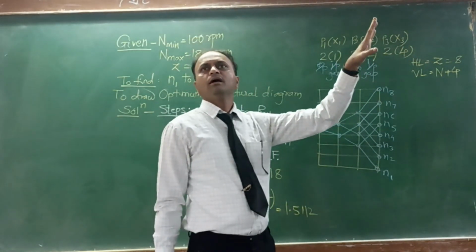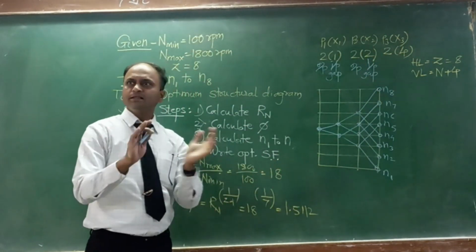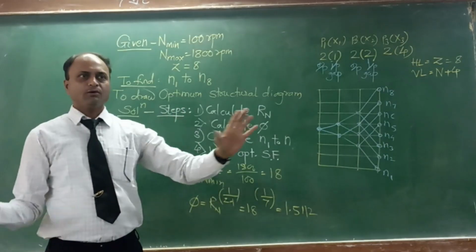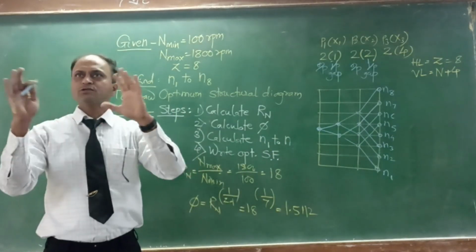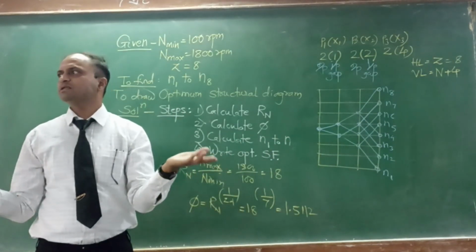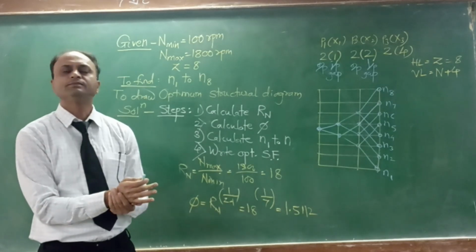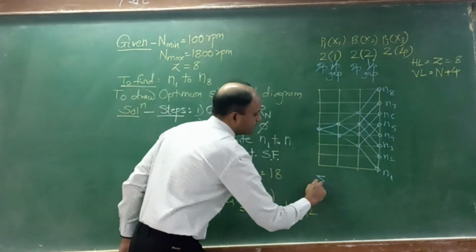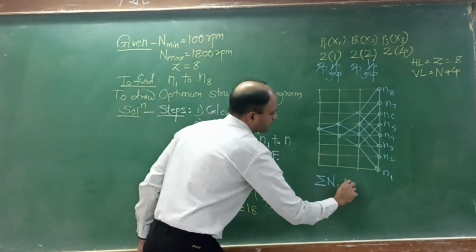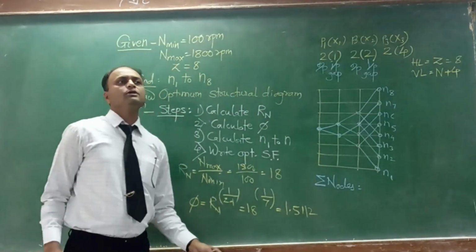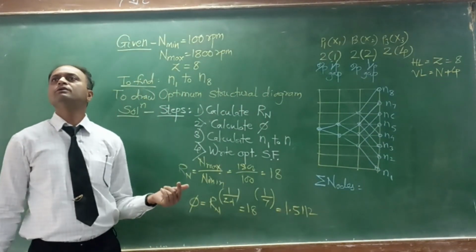Is it clear? Yes. And if you are asked to prove that it is optimum, then there should be 2 diagrams to compare. Now here we are drawing only one, but if it is asked to compare which is the optimum, how will you do that? Optimum diagram can be proved by taking the summation of nodes.